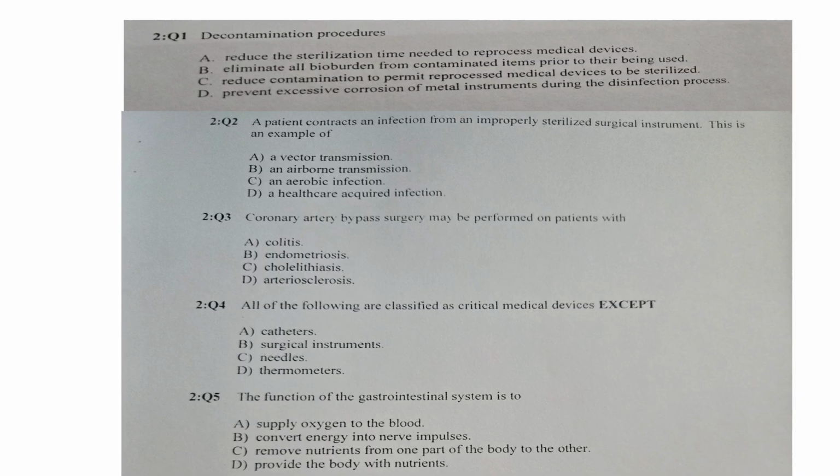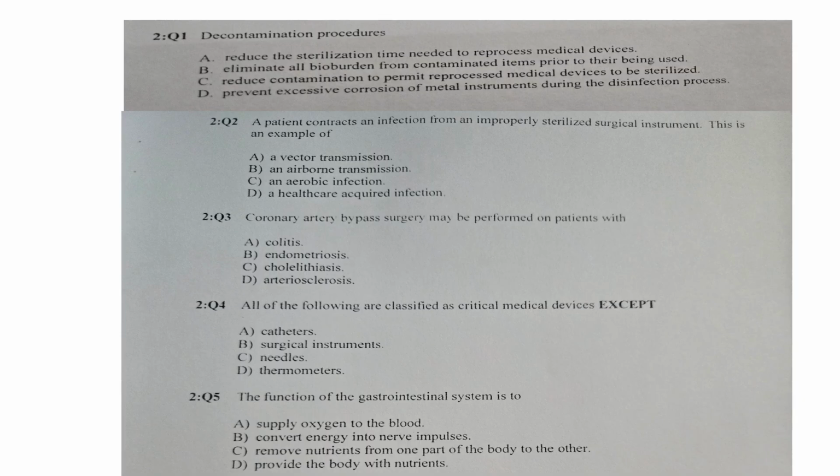All right. Question 4. All of the following are classified as critical medical devices except A, catheters, B, surgical instruments, C, needles, or D, thermometers. The correct answer is D. All of the following are classified as critical medical devices except for thermometers.